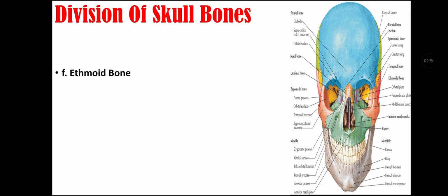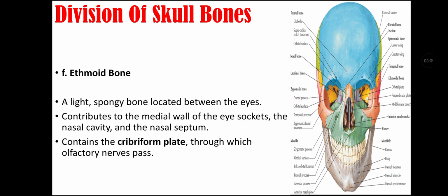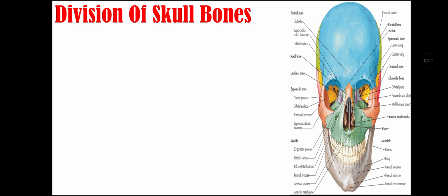Next cranial bone we have is ethmoid bone. That is a light spongy bone located between the eyes. It contributes to the medial walls of eye socket, the nasal cavity, and nasal septum. It contains the cribriform plate through which olfactory nerve passes.